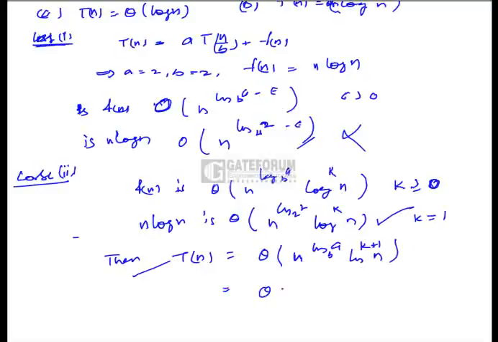So here this condition is satisfied, then the recurrence relation will be theta of n power log 2 to the base 2, which is 1, and log power k plus 1, here k is 1, so log n square. So this is the answer. Among the given options, option D, T of n is equal to theta of n into log n square, is the correct option.